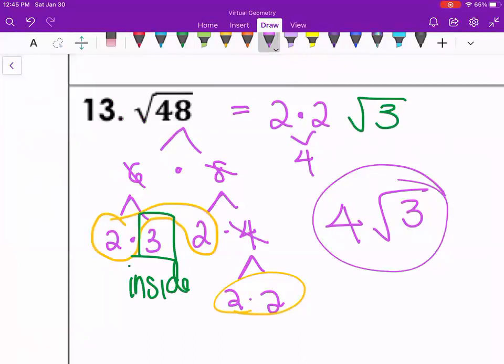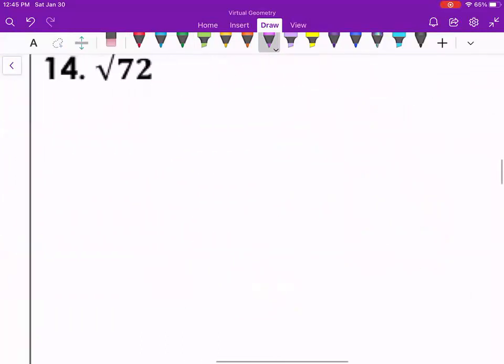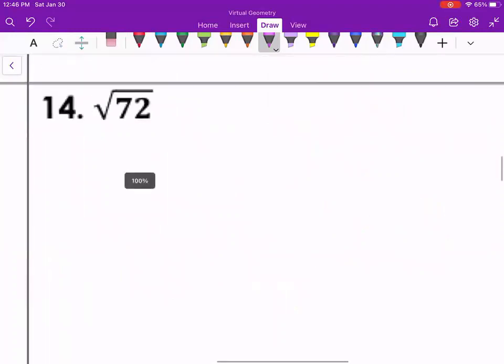That's my final. Now notice I'm not taking any of these to a decimal. This is called simplifying the radical. We only simplify it. We're not taking it to the exact decimal value.